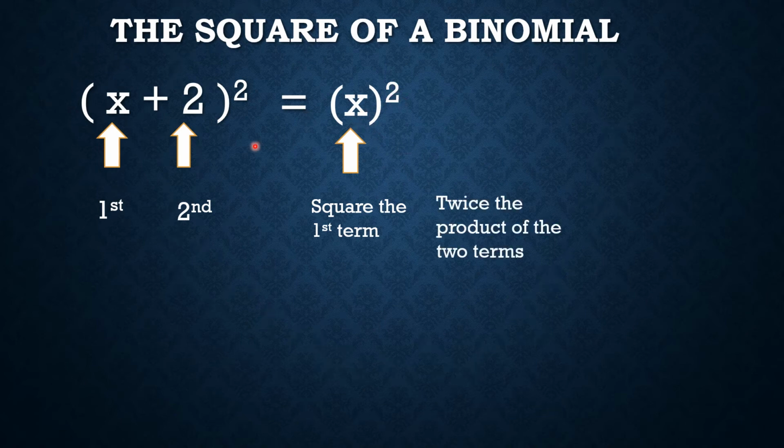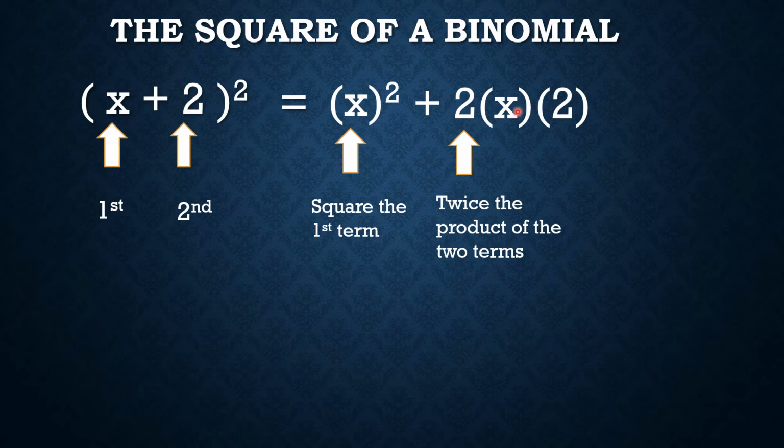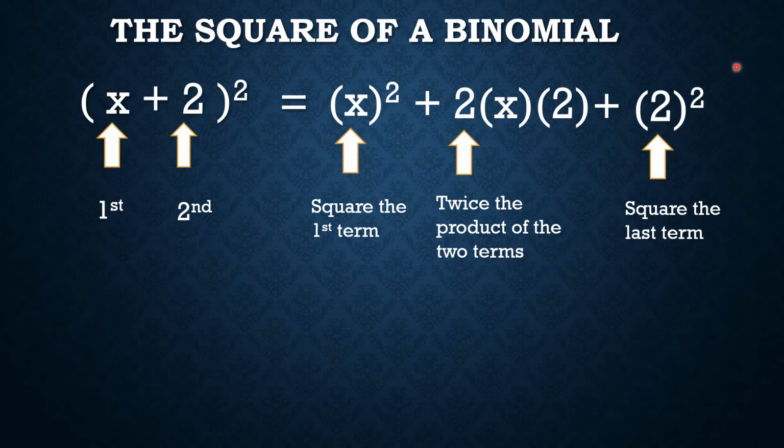Okay, next. Twice the product of the two terms, yun yung ating middle term. So, definitely, multiply mo lang si x, tsaka si 2, and then times 2 mo pa. Okay, so that's it. 2 times x times 2. Next is to square the last term. Like this. So this is 2 squared.